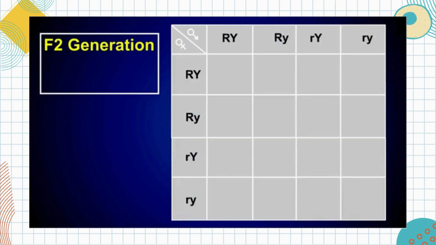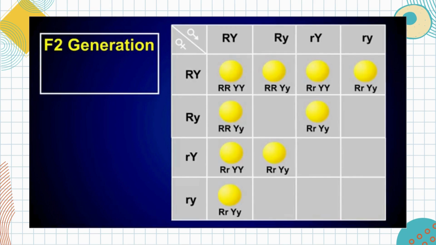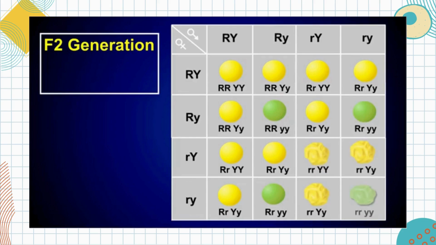A Punnett square is created to determine the F2 generation that results from this cross. Of the offspring produced within the F2 generation, 9 are round yellow peas, 3 are round green peas, 3 are wrinkled yellow peas, and 1 is a wrinkled green pea. In other words, a 9:3:3:1 ratio exists within the F2 generation. Mendel was able to use this observation to determine that the factors assort independently of other pairs of factors. This has become known as the law of independent assortment.